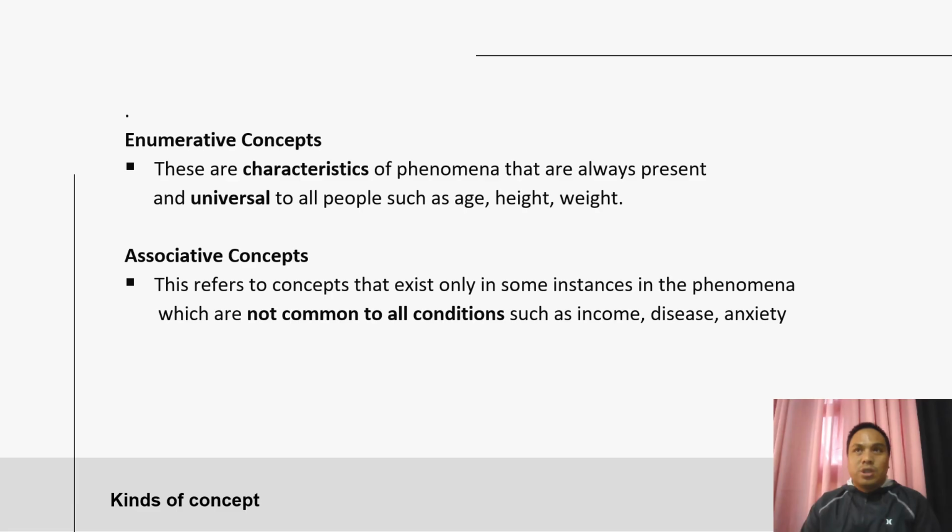And then we have your associative concepts. These are the concepts that exist only in some cases or instances and are not common to all individuals. So they usually describe conditions, states, or circumstances that vary from person to person. For example, we have your income. Not everyone has income and the level varies. Disease, present only in some individuals, for example hypertension or diabetes. Anxiety, which is experienced differently. Not all people have it at the same times. And then pregnancy, applicable only to some women at certain times. Disability, not universal but present in certain individuals.